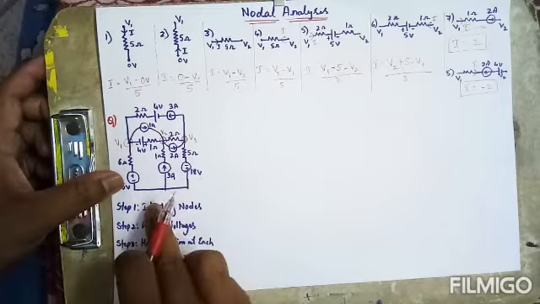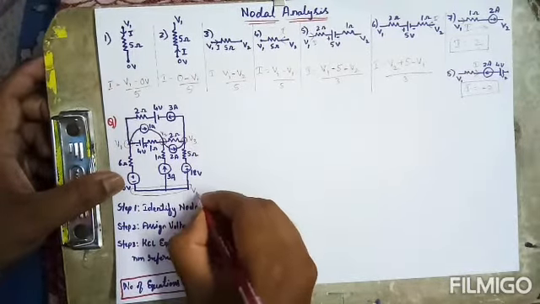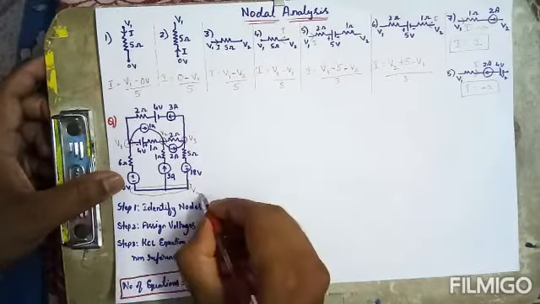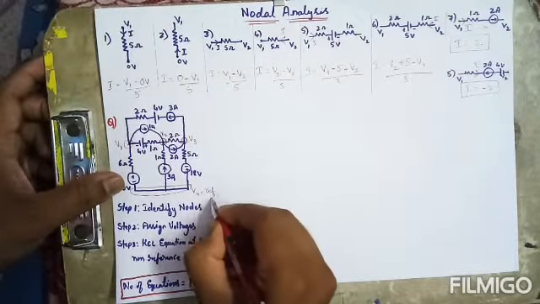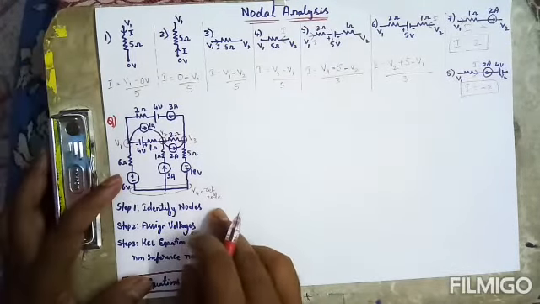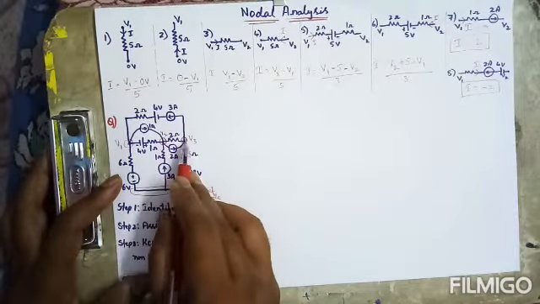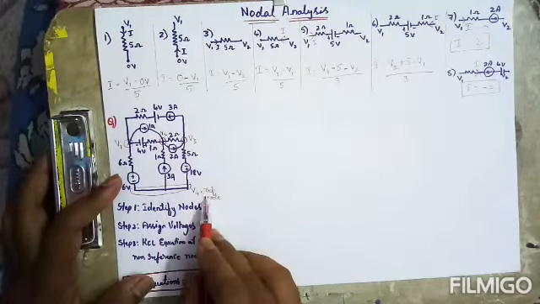All other branches are connected here. We can say that this is V4, but this is a reference node. So we need to write expressions or equations only for the non-reference nodes. We are not writing an expression for the reference node.